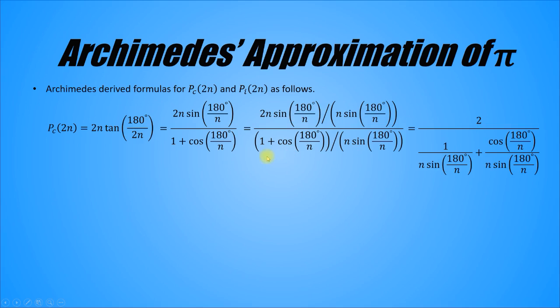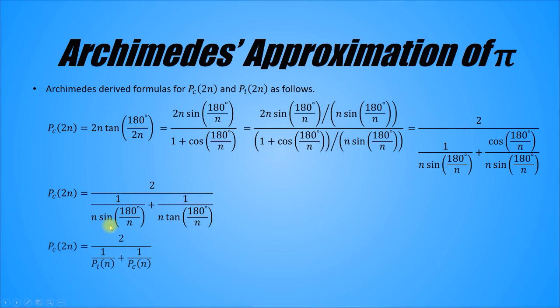And in the denominator, I divide term by term. So here I have 1 divided by n sine 180 over n. That's here. And here I have the cosine of 180 over n divided by n sine 180 over n. That's here. Now, the tangent is equal to the sine over the cosine. So this cosine over sine is a reciprocal tangent. And so this is going to simplify to this, with the tangent in this denominator here. And these two should look familiar. This denominator is pi of n, and this denominator is pc of n.